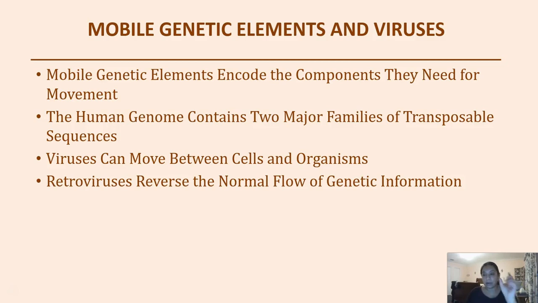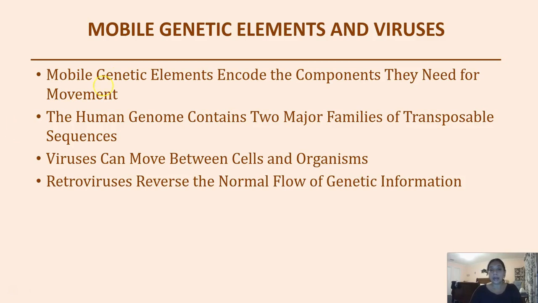This is in the form of the transposase gene. The human genome contains two different types of transposable sequences, class 1 and 2. Class 1 are the retrotransposons, where you have an RNA intermediate, and class 2 are those sequences where it is just the DNA itself that is the transposable sequence.